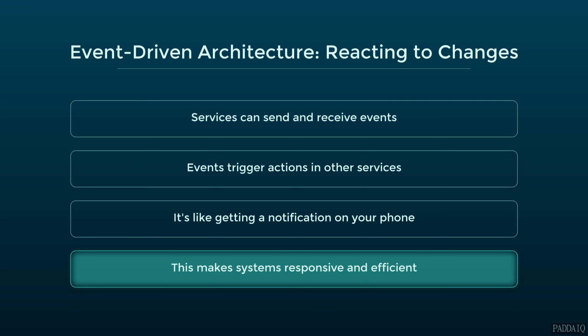This makes systems responsive and efficient, meaning systems react instantly to events without constant checking. For instance, when a sales order is created, it automatically triggers inventory updates and shipping preparation, eliminating manual steps. This immediate, automated response streamlines operations and reduces delays, enhancing overall business agility.